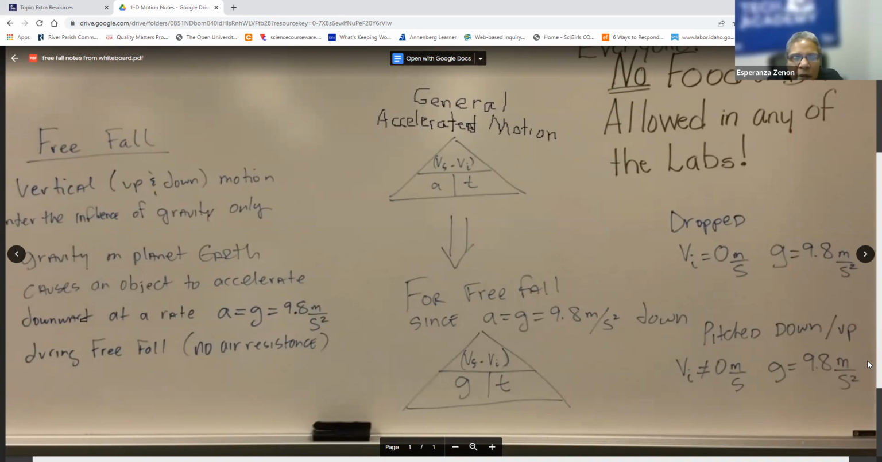So I just took that pyramid on the top, and all I did was, in the place of A, I put G. And remember, G is constant. So if G is constant, and it's free falling, you don't ever have to ask me, well, I don't know the acceleration. It's free falling. Yes, you do. It's given. It's a constant. It doesn't change. If it's free falling, 9.8 meters per second squared down. Okay. So I just took those 5 equations and I boiled it down to one pyramid.